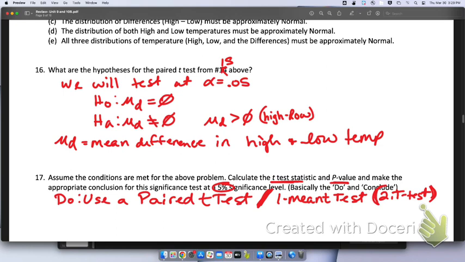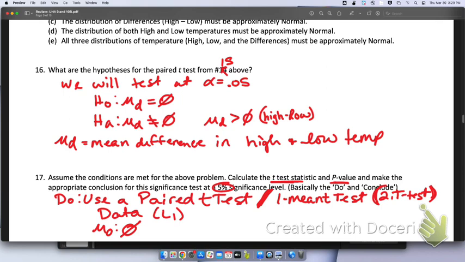Now, it's going to ask you, do you have data or do you have stats? Well, you do have the data. The data is in the table in number 15. You need to have your data in L1, your list. And then it's going to ask you, what is the hypothesized mean? We are hypothesizing very unrealistically that the mean difference in this high versus low temperature is 0. And so your mu sub naught is 0.